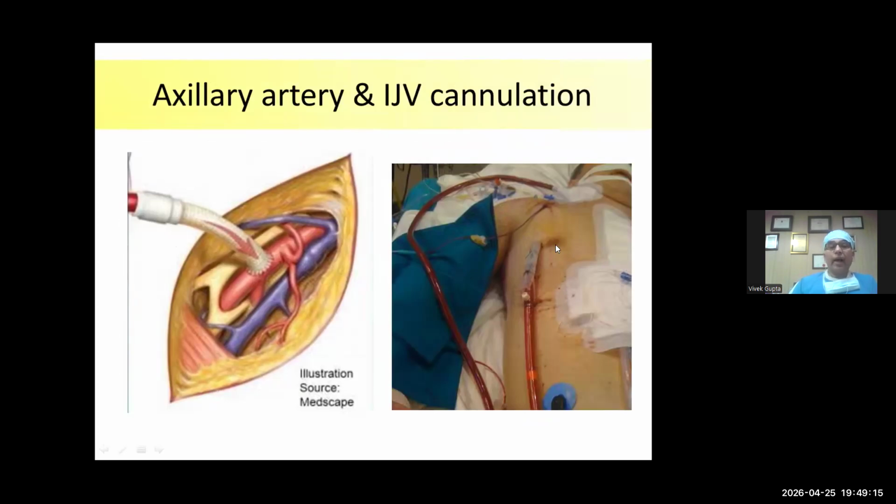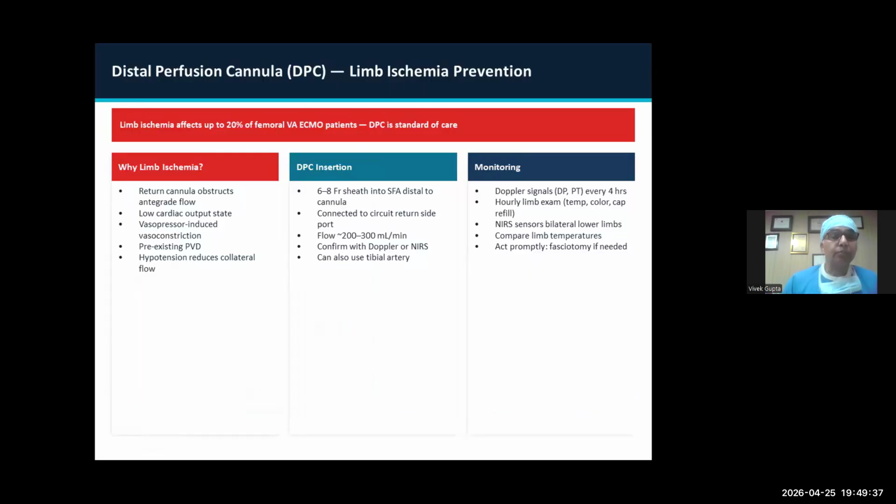Besides femoral, the axillary artery and IJV can be cannulated in those patients where the femoral is not possible. Here, the patient can be mobilized. With the femoral approach, mobilization is a big challenge. And many complications like north-south syndrome, which we'll be discussing shortly, can be avoided with the use of axillary or other cannulations.